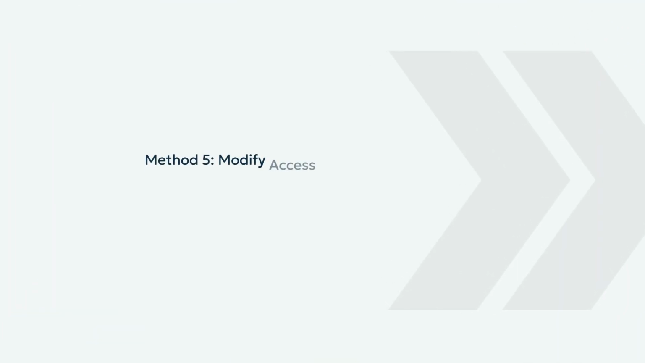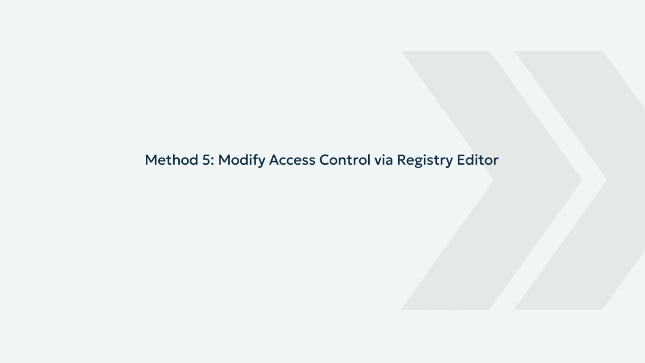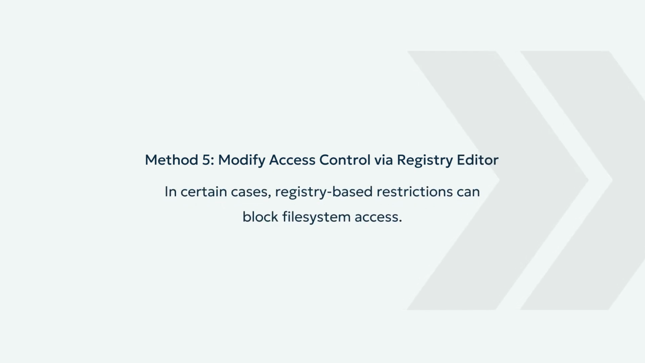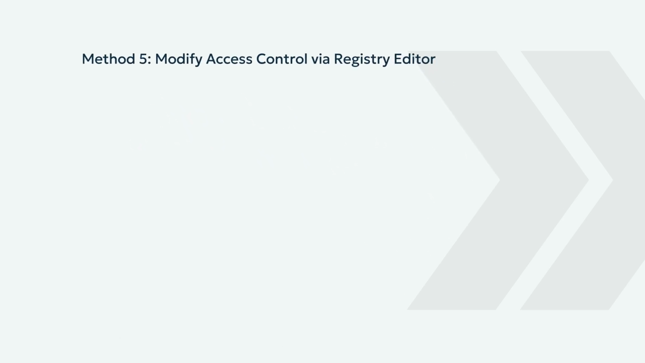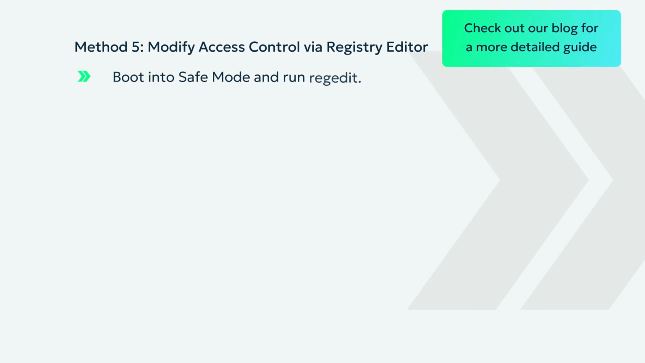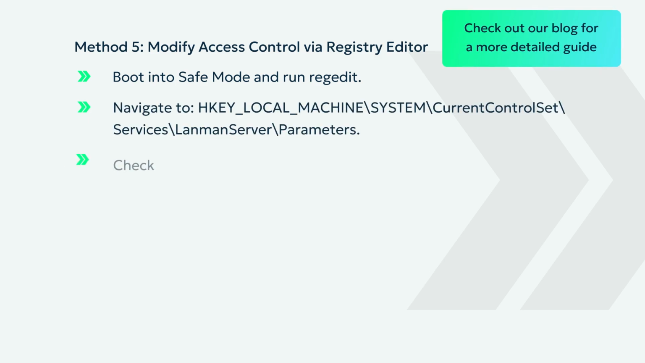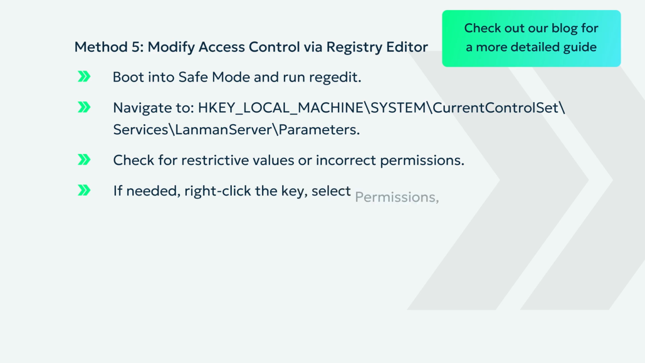Method 5. Modify access control via Registry Editor. In certain cases, registry-based restrictions can block file system access. To check if this is the case, make sure you're in safe mode, then run regedit. Then, navigate to check for restrictive values or incorrect permissions. If needed, right-click the key and select permissions to reset access control.